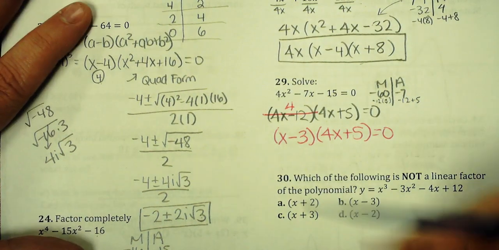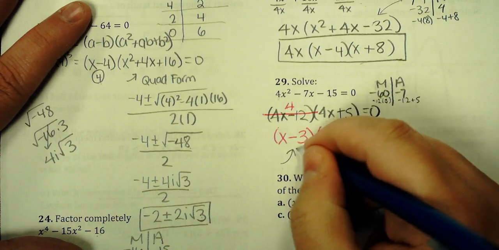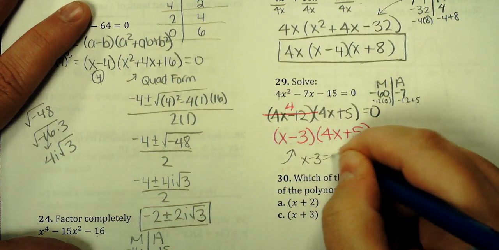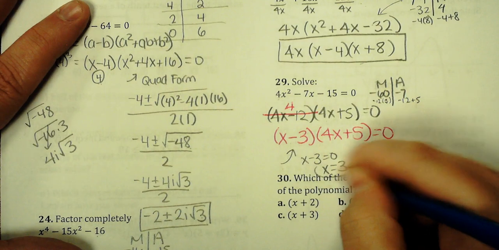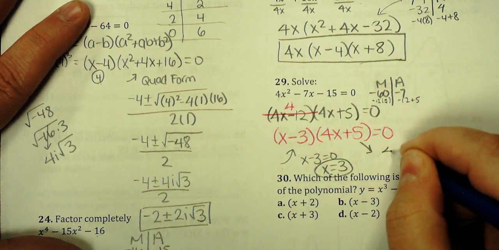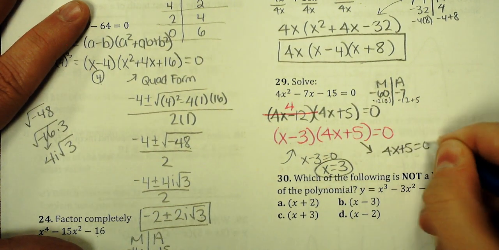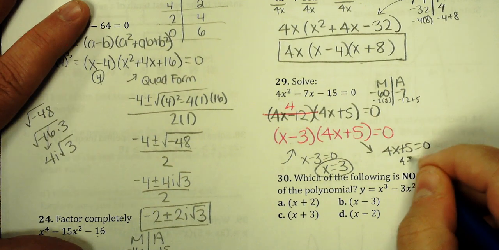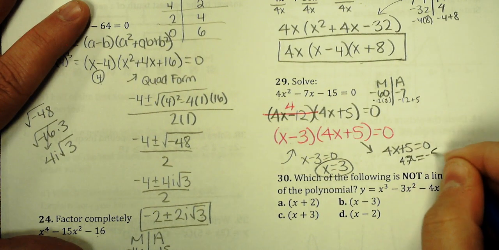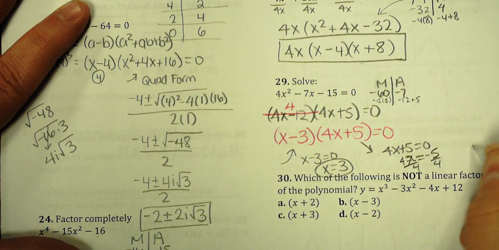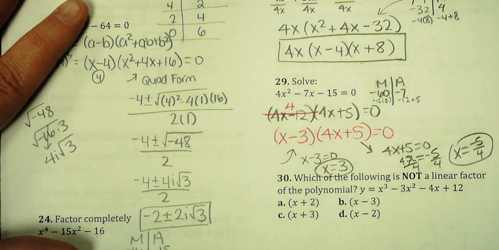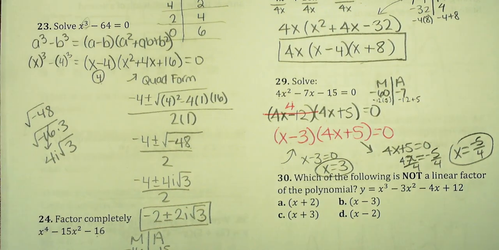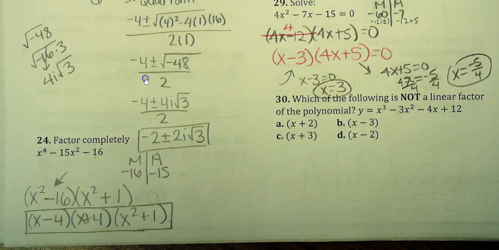Now, I actually want answers to this question. So if we did x minus 3 equals 0, x would be 3. For this one, 4x plus 5, what I would do here, we would subtract 5 and divide by 4. So the answer there is actually a fraction, negative 5 over 4. You'd get the same answers if you did the quadratic formula.